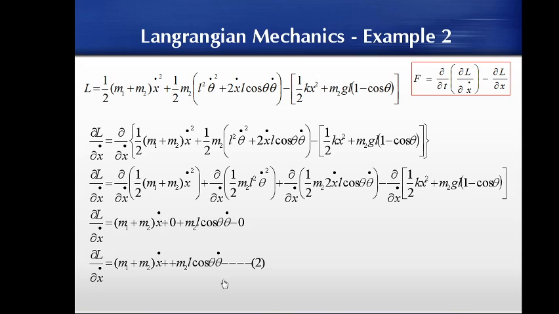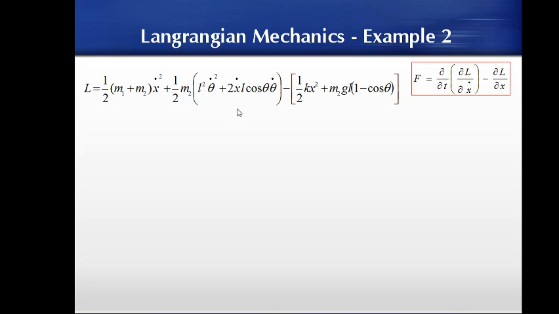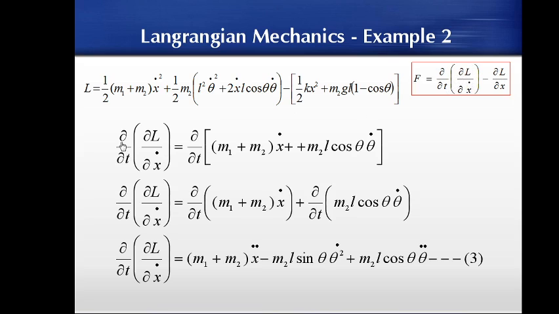Okay, now what I have to do, I need to differentiate this expression with respect to time t. So this is the basic expression for Lagrangian. I have got this term and I also got this term. Now I need to find the derivative. So dou by dt of dou L by dou x dot is equal to dou by dt of the expression, that is m1 plus m2 into x dot plus m2 L cos theta into theta dot. Okay, so on expanding the brackets, dou by dt of m1 plus m2 x dot plus dou by dt of m2 L cos theta into theta dot. So the first term, this is a constant, and you need to only differentiate this term with respect to time.